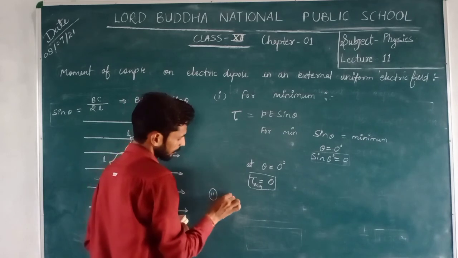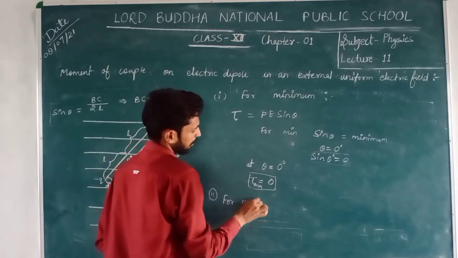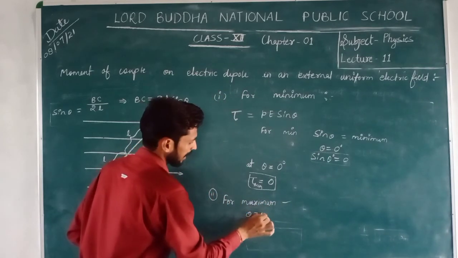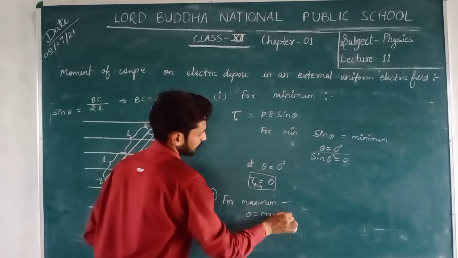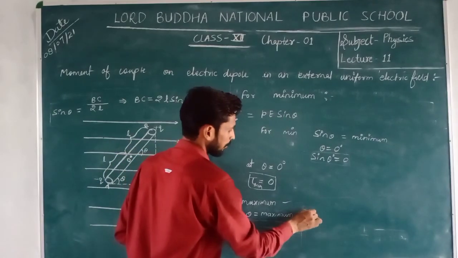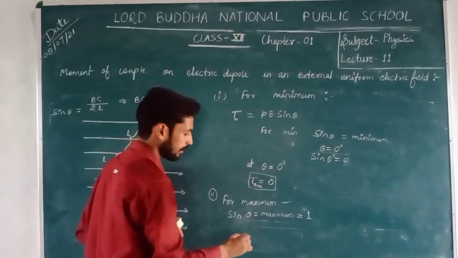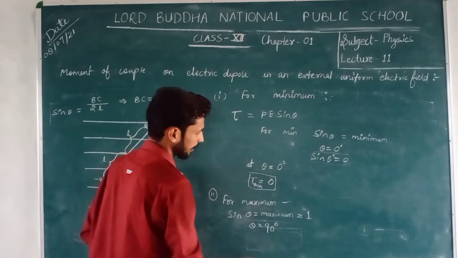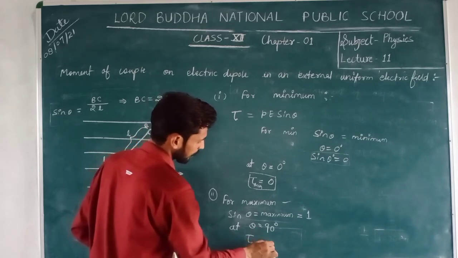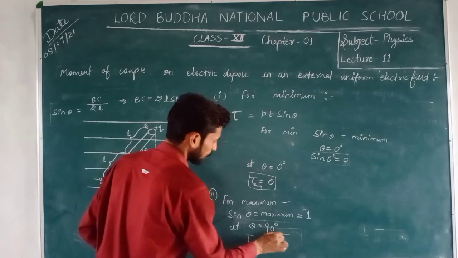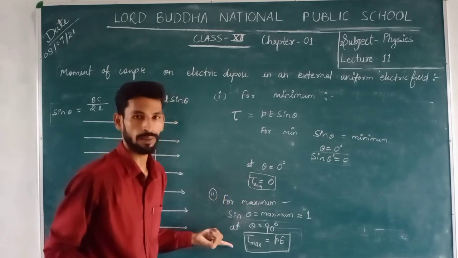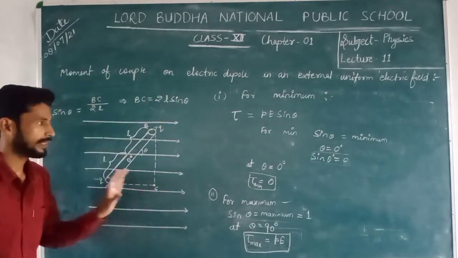And for maximum value, sin theta equals maximum. And sin theta equals maximum, what is this? That is equal to 1. So theta equals 90 degree. At theta equals 90 degree, tau is maximum, that is equal to PE. That is the formula for calculating the maximum moment of couple. This is the last topic of this chapter.